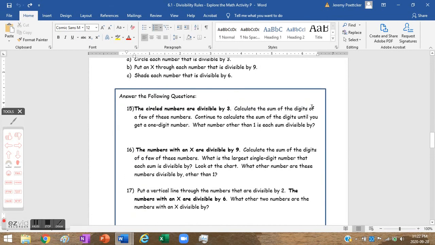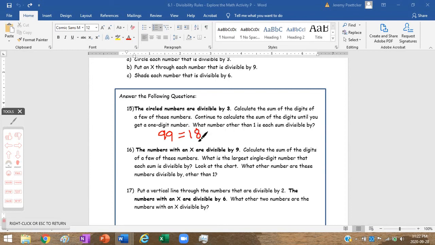Circle the ones divisible by 3. X through the ones divisible by 9. Shade the ones divisible by 6. Alright. And we're going to take a peek back here. Calculate the sum of the digits of a few of these numbers. Continue to calculate the sum of the digits until you get a 1-digit number. What number other than 1 is each sum divisible by?